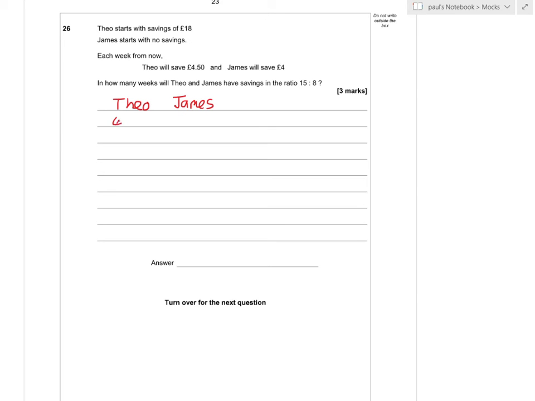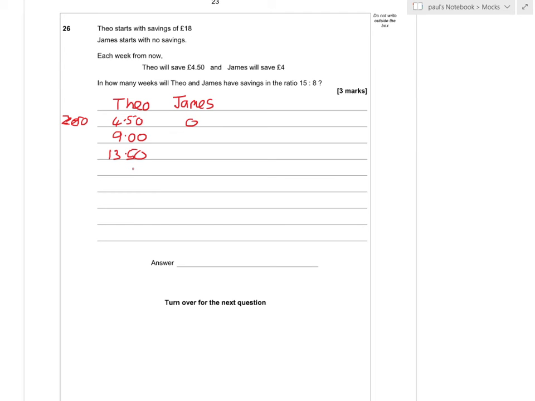So Theo's got £4.50. So this is week 0. Yeah? Week 0. And James has got nothing. Theo will save £4.50 each week. So he's going to have £9 and £13.50. Right. So I'm just going to do about 8 weeks or something, and then we'll look at the ratios between them.